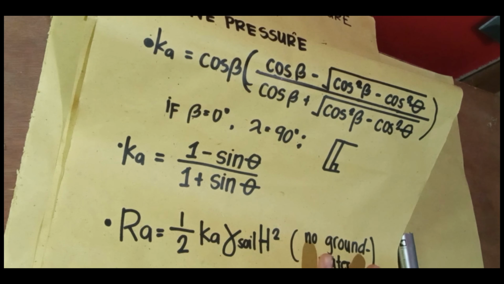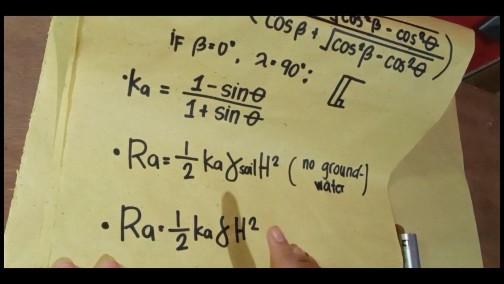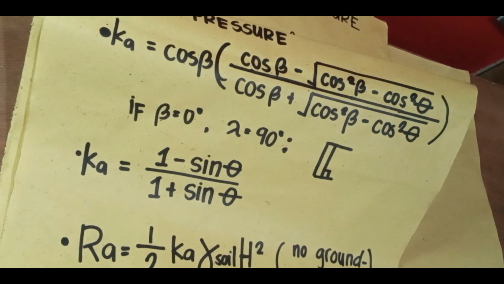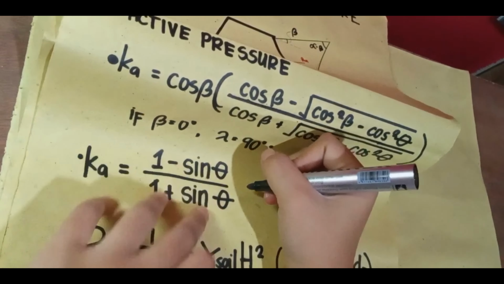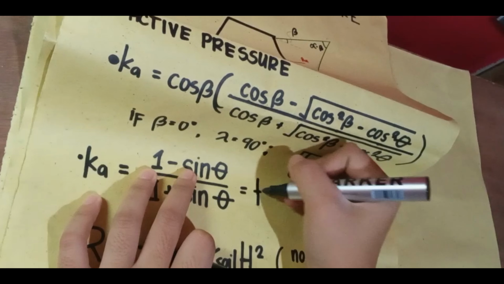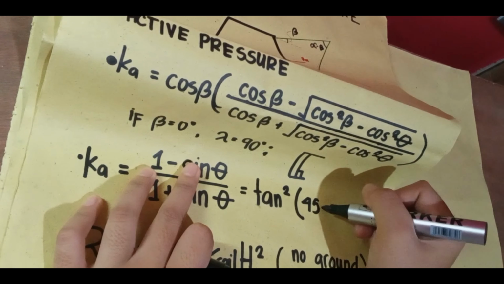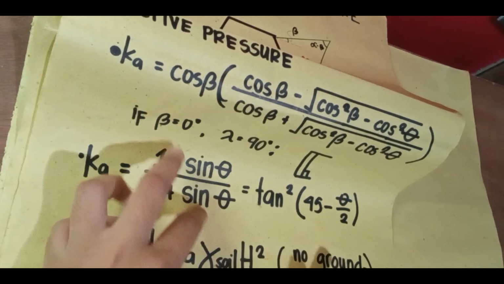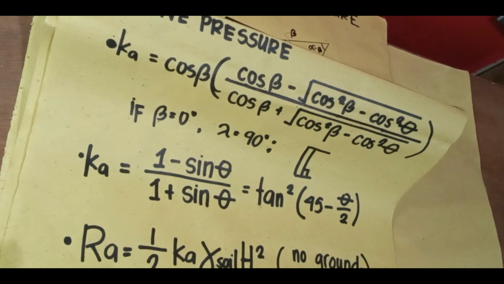So this is with no groundwater. And if groundwater is included, the formula is the same, but the unit weight is different. We also have another formula for the coefficient of active earth pressure, which is equal to tangent squared times 45 minus phi over 2, if beta is equal to 0 degrees and lambda is 90 degrees, or in simple words, the wall is vertical.